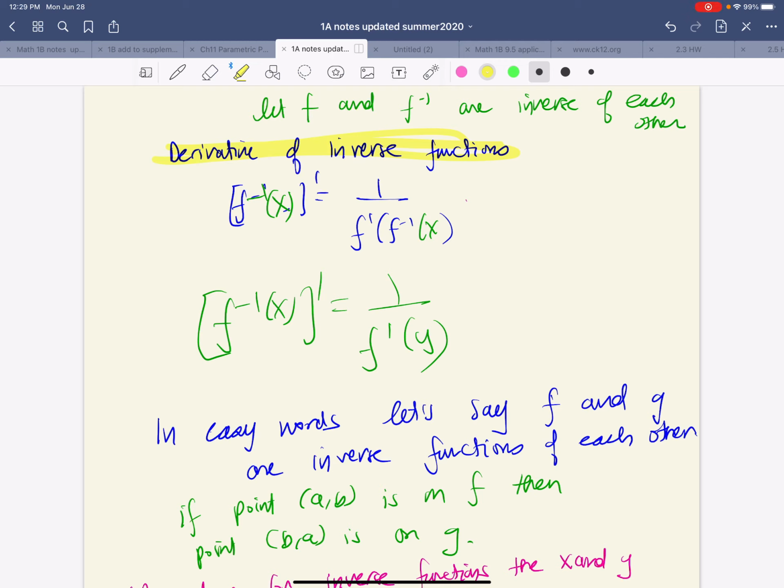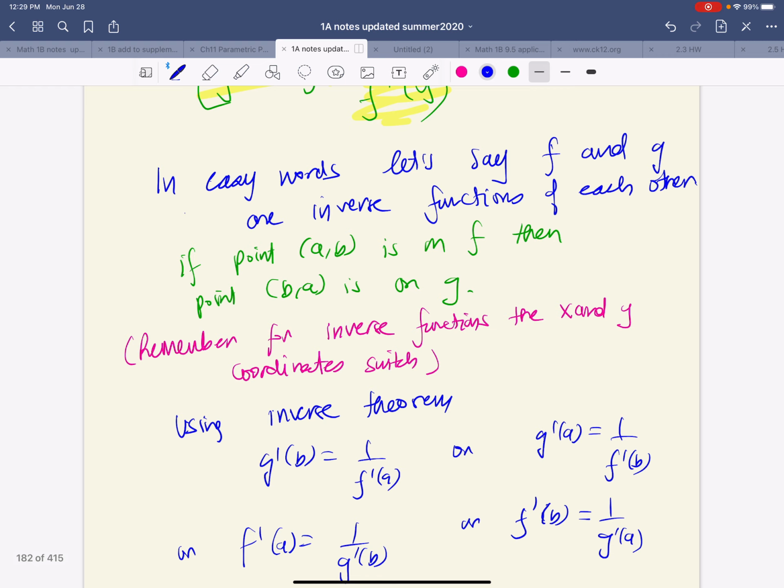Inverse function theorem of derivatives. So let f and f inverse be inverses of each other. The derivative of f inverse of x would be equal to 1 over f prime of f inverse of x. Or we can say the derivative of f inverse of x is 1 over f prime of y, because f inverse of x is equal to y.